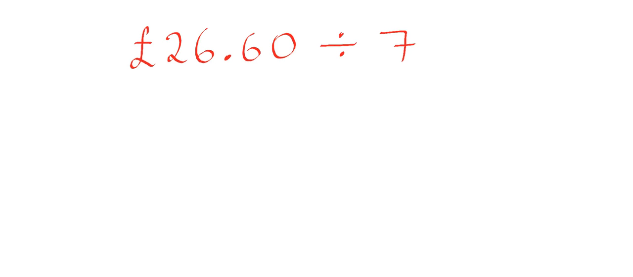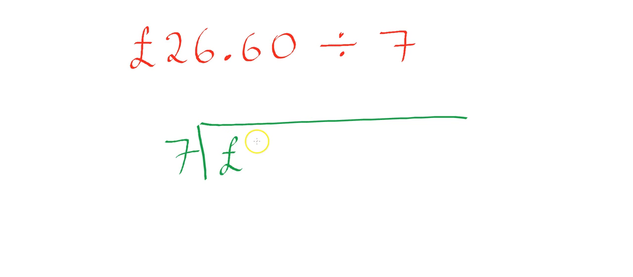In this question, we have £26 and 60 pence divided by 7. So again, let's set this up so that we can actually do some working. So 7 here, I'll put the pound sign in so that we remember the unit of measurement, 26. I'll spread these digits out a bit so I've got some working room, and I'll put some extra zeros in just in case. Okay, so I'll start working.